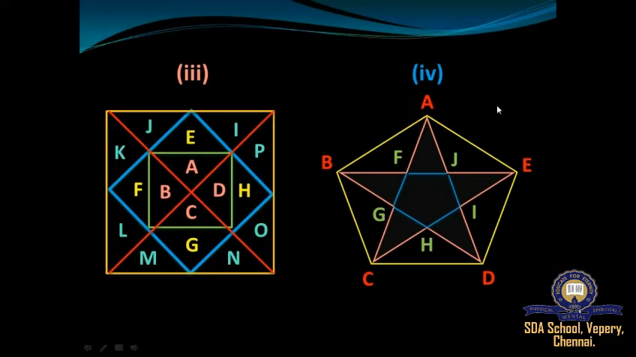Now we'll move on to the 4th figure. So I have listed the alphabets. Taking the smaller triangles into consideration, we have AFB, BFG, BGC, CGH, HCD, DHI, DIE, EIJ, and EGA, AJF. So totally we have 10 triangles.